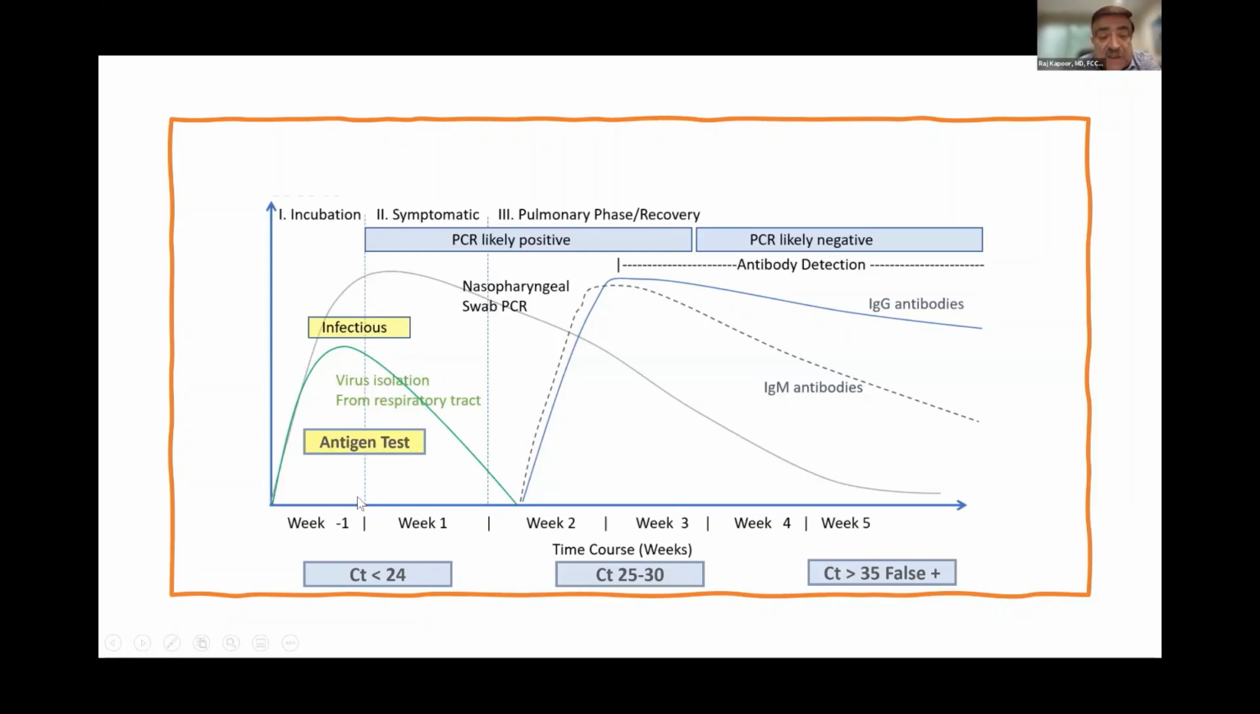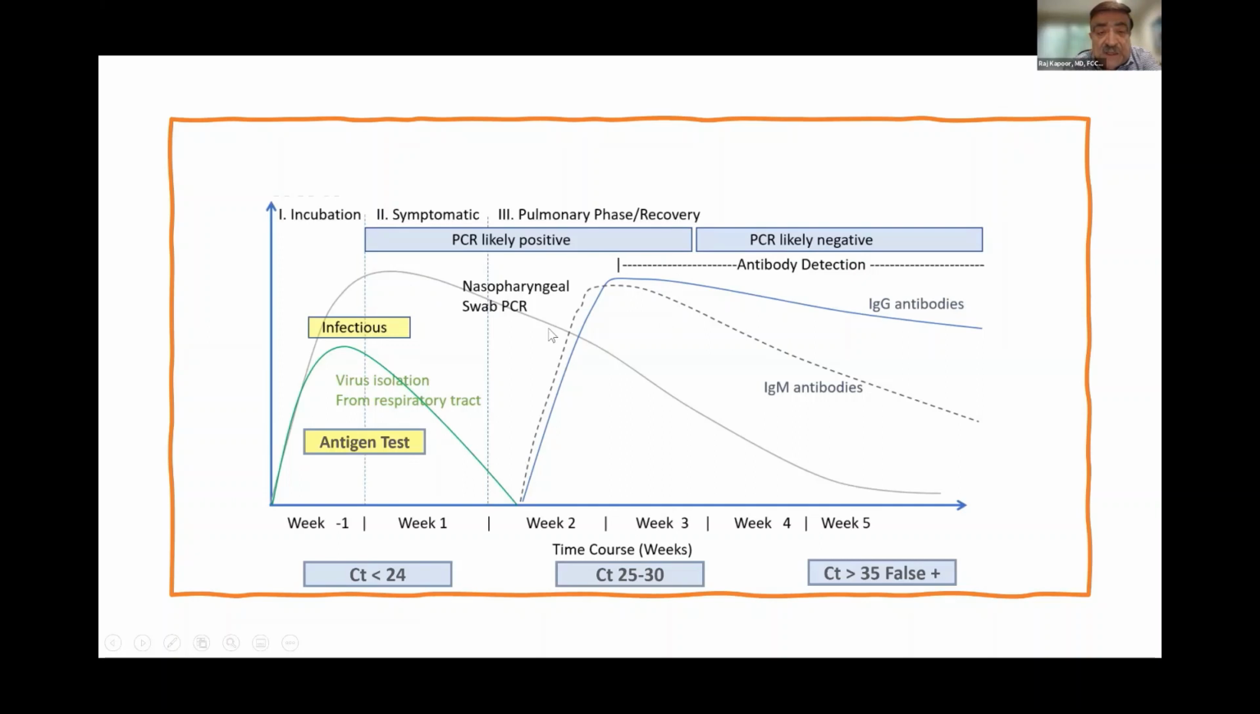And that is when you can do the antigen test, which is less sensitive, but it is very sensitive for high viral load. The PCR is likely to become positive in this duration and can go up to 3 to 4 weeks. Thereafter, the PCR should become negative. And if it is still positive, it could be a false positive because it is a very mild viral load at that time.